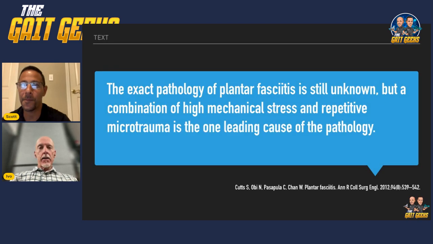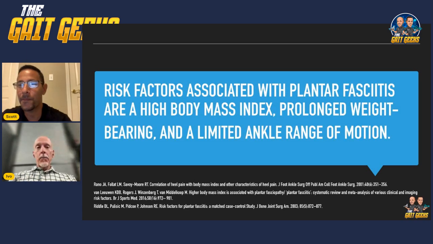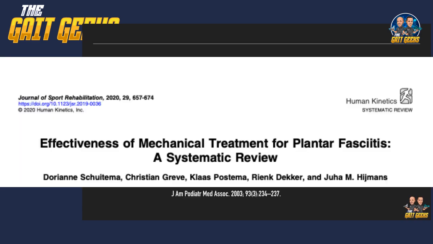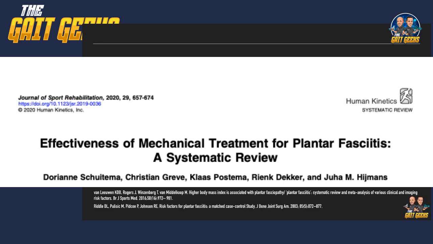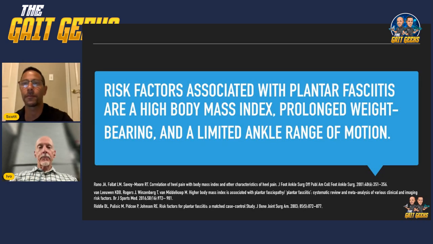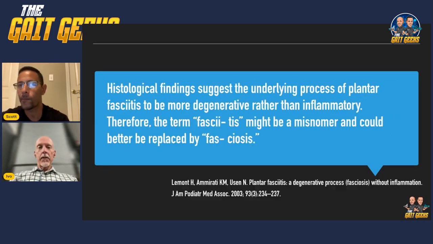See if I can find the paper that we had here. Oh, are we talking about this one? It's not that one, but we can talk about that one. This just talks about mechanical treatment for plantar fasciitis, and that's what we're going to be talking about this evening, some of the various things that we have out there. Yeah, here we go. Lamont, American Journal of Podiatry, talking about the histological findings, and basically that it's probably more degenerative than inflammatory, and that makes a lot of sense if you think about the origin.